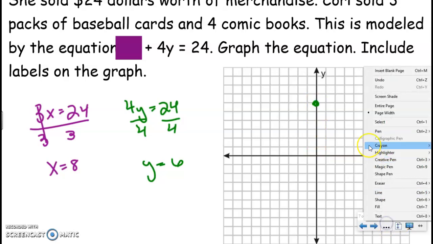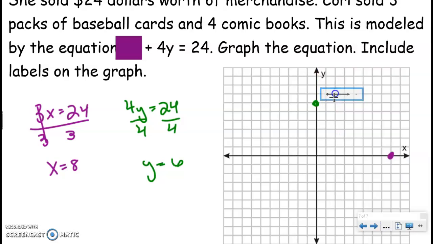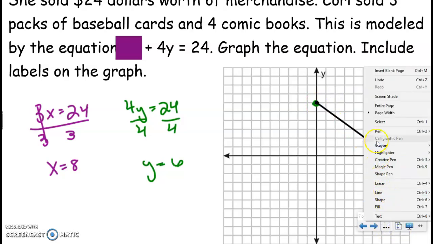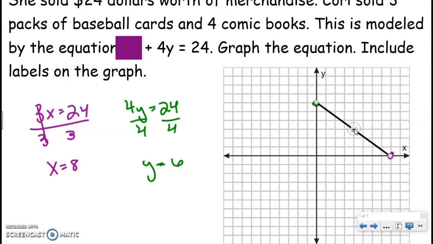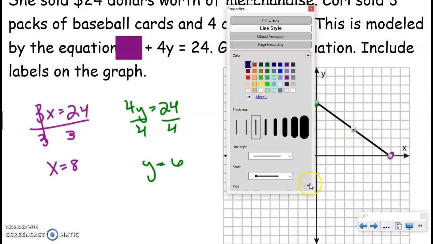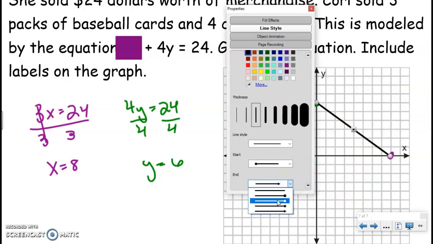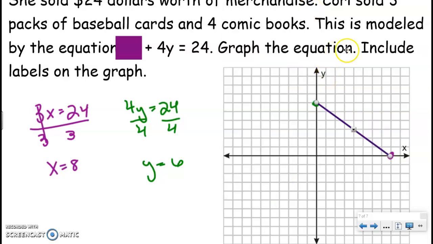Okay, and then this time, because it's an application, I again don't want arrows on the ends because I can't have negatives. I'm going to go ahead and change that arrow to a point. And we're going to go from there.